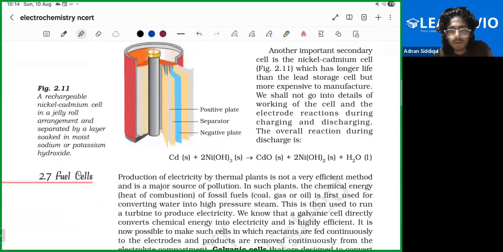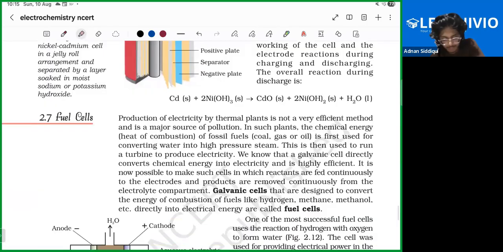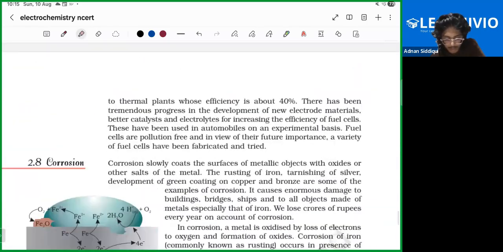You cannot recharge a primary battery, but you can recharge a secondary battery. We can only use a primary battery one time, and for a secondary battery, we can use it by charging. The next thing is your fuel cell.